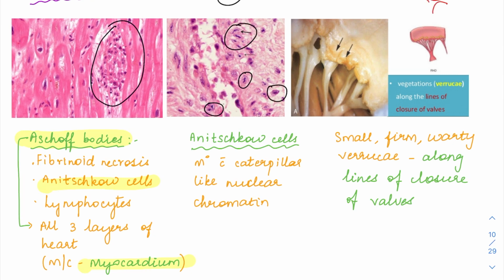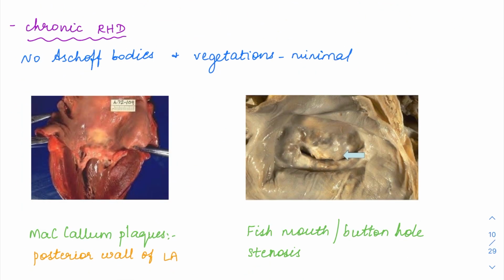So suppose this is the valve. Here, this is the mitral valve. So the vegetations are going to be present along the lines of closure of the valve. So this is where the vegetations will be present. This location of the vegetation and the type of vegetation is very important for distinguishing between the types of endocarditis. Then we'll see what a chronic RHD is.